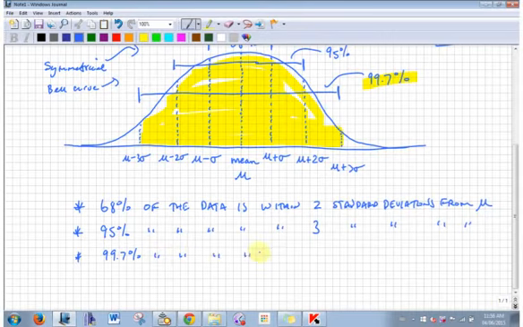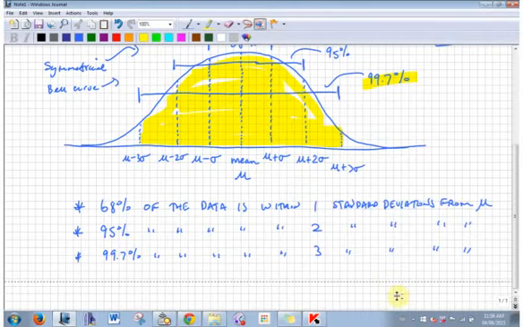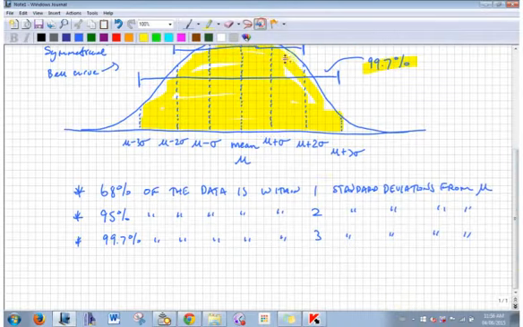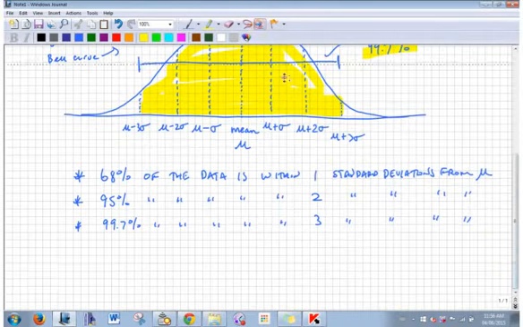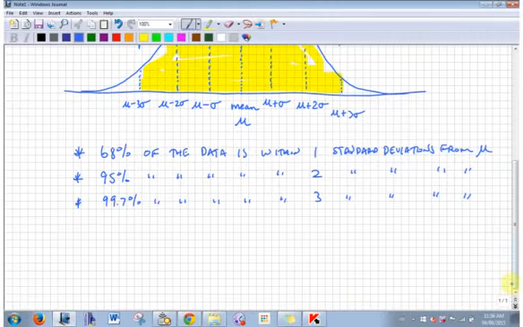Okay, 99.7% is within, that's incorrect. 1 standard deviation, 2 standard, 3 standard deviations, okay? Fix that. We got that? Okay, that's it for the heavy duty graph.